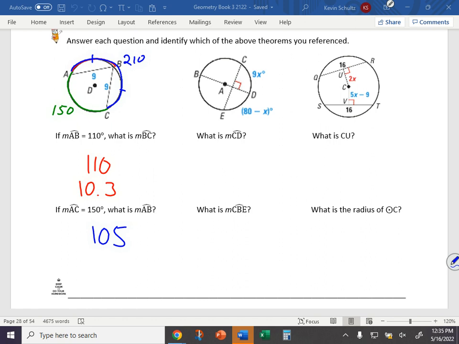Okay. Second one. Oh boy. What do we got? BD is marked as the diameter because it passes through center A. I don't care if you think the diameter is bad.